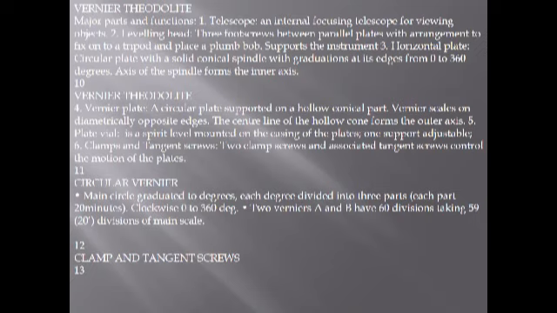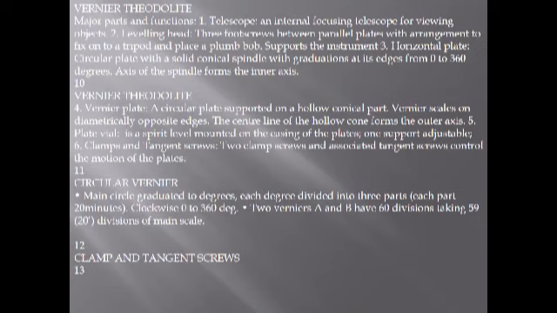Next part is the vernier plate. This is also part of a theodolite. The vernier plate is a circular plate supported on a hollow conical part, with vernier scales on the diametrically opposite edges. The center line of the hollow cone forms the outer axis.